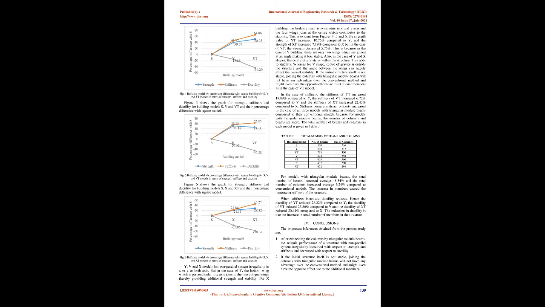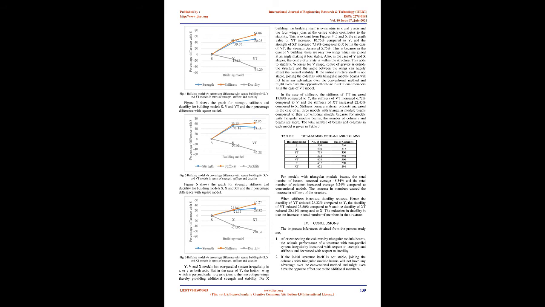The results are interpreted with respect to strength, stiffness, and ductility. Strength, R is the ultimate base shear. Stiffness, K is the ratio of yield base shear by yield displacement, and ductility demand factor, mu, is the ratio of ultimate displacement to yield displacement. The values of strength, stiffness, and ductility are given in Table 2.